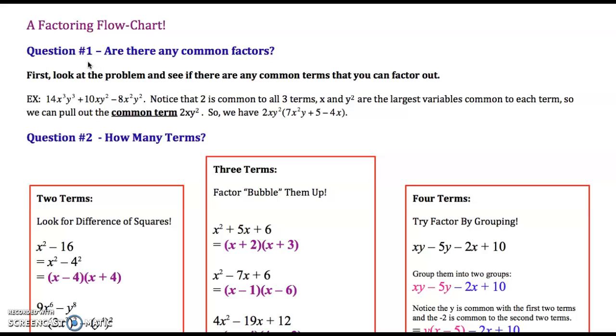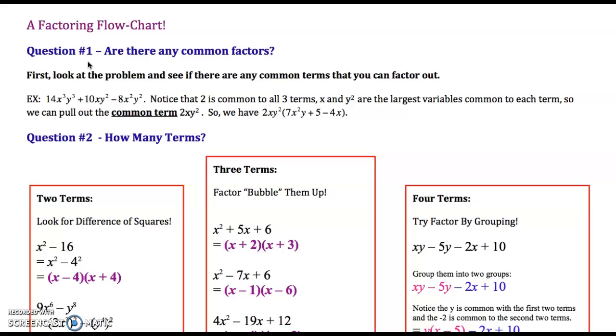And then we have an x to the third, we have an x, and we have an x squared. So there is an x common. The lowest x value common to each one is 1. So we can pull out an x. I have a y to the third in the first term, I have a y to the second in the second term, and a y to the second in the third term. So the biggest y value that's common to all three would be y to the second. So if I pull out a 2xy to the second, I am left with a 7x squared y plus 5 minus 4x.